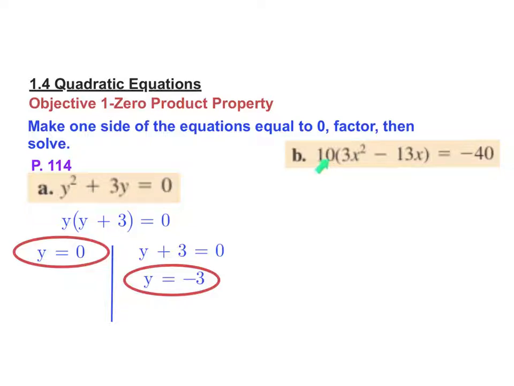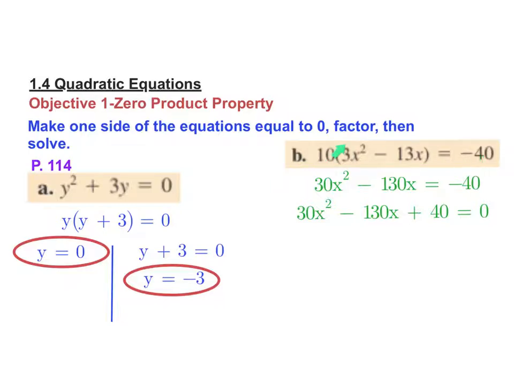So when I get 10 times 3x squared, what does that give me? 30x squared, and then the 10 times the negative 13? Negative 130. So this is the distribution. Now I'm going to bring 40 over. So now I've made one side 0. So what do I have to do now? Factor. So go ahead and do that. Factor that. Now, before I get into factoring this, one of the alternate methods that I was sort of alluding to at the beginning was I could actually divide both sides by 10.